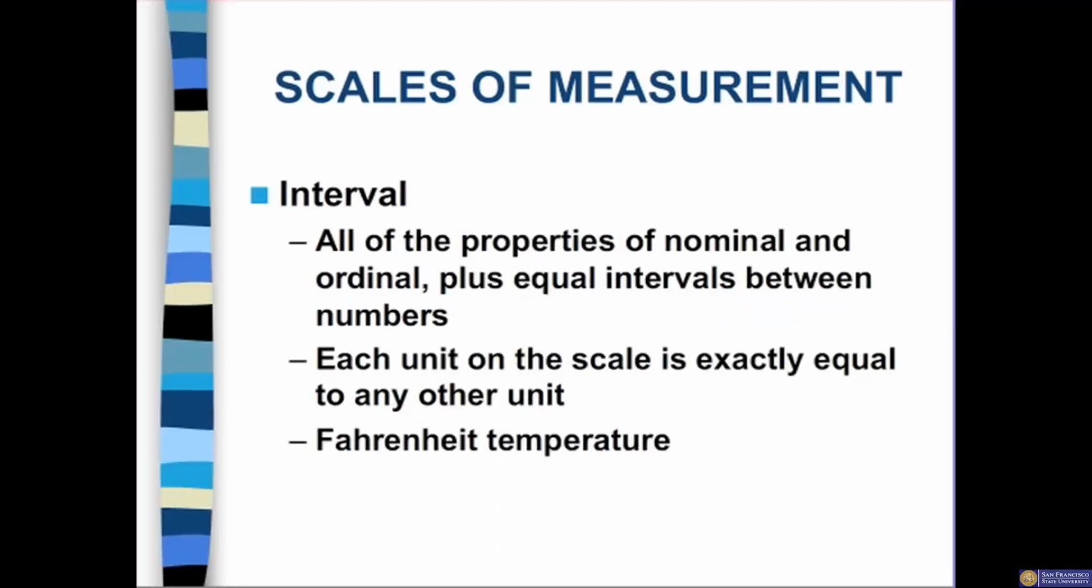Next up is interval. So these have all the properties of the nominal and ordinal scales, but there's equal intervals between the numbers. So I was just going into how the intervals may not be equal in ordinal scales. Interval, that's a key feature of it. A great example of this is temperature. So the difference between 99 degrees and 98 degrees is the same as 55 degrees and 54 degrees.